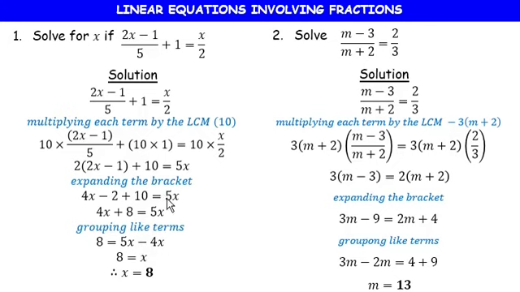Well, if you decide to bring the 5x to the left side, you're going to have 4x minus 5x is equal to negative 8, because this 8 will cross and become negative 8. Mind you, 4x minus 5x will give you negative x, since 4 minus 5 is negative 1. So you get negative x is equal to negative 8. Now you have to find the value of x, not negative x.